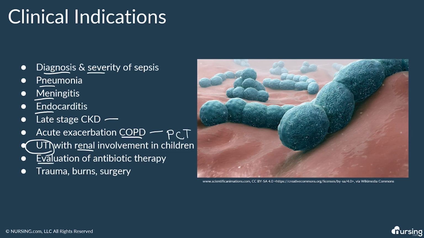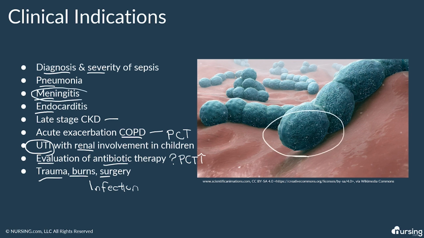It also helps us to evaluate antibiotic therapy. Is the antibiotic working? Do we still have a high level of PCTs? And then also, it will be taken in terms of trauma, burns, and surgery. Remember, mostly we're looking at infection, not just inflammation. Now, this is Streptococcus pneumoniae, a causative bacteria of meningitis. That's what increases our PCT values.